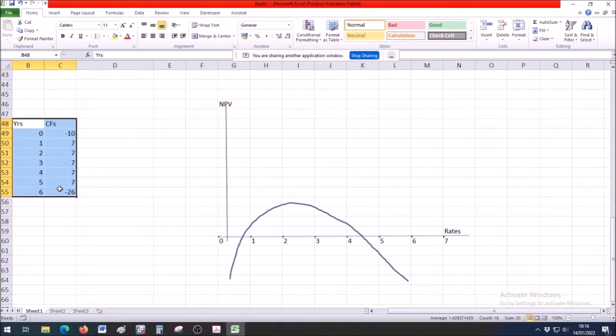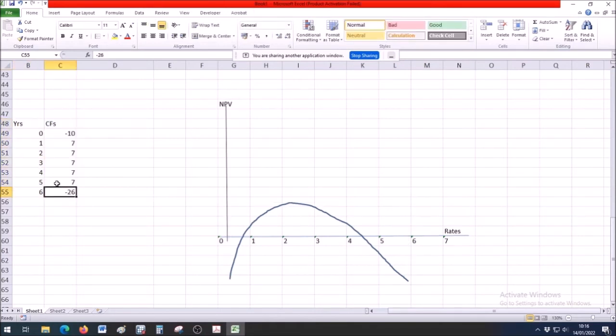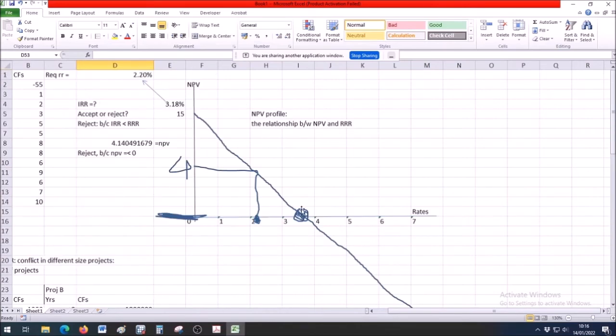NPV is only going to be positive if the rates are somewhere in the middle. The rates are high enough to make the future dollars not really important. That's where we have the cost, so this is not going to be an important cost. But it's not so high to make the middle dollars unimportant, so they are still bigger than the negative $10 cash flow at the beginning. So we have a positive NPV in total. In this case, if we look at IRR, IRR is the point where the NPV profile hits the x-axis.